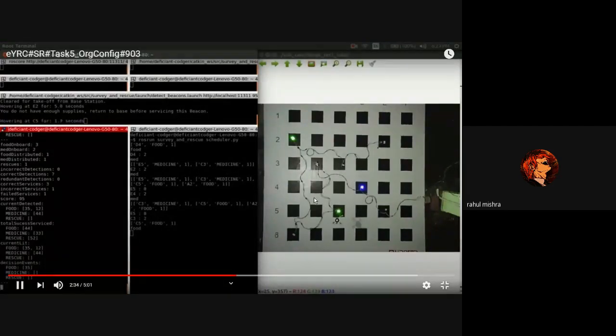And at the end, you have to make the algorithm for the drone so that it can schedule all the tasks, food task, medicine task, rescue task, and gain the maximum score. So that's how the stage is broken down in Yantra, and this is my video of the Yantra robotics competition.